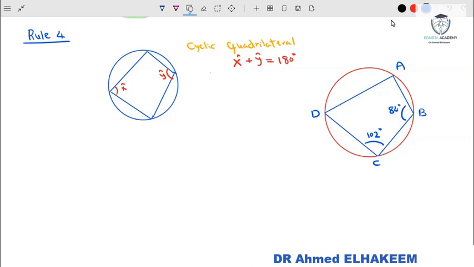Okay. But it's not 100, it is 94. Which one is 100? This one? Yes. Why 100? 180 minus 80. This is 84, 84. Okay.